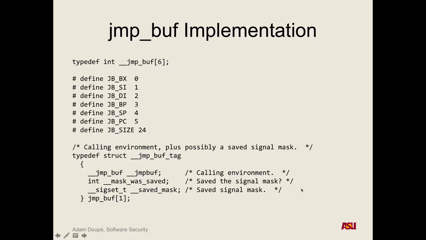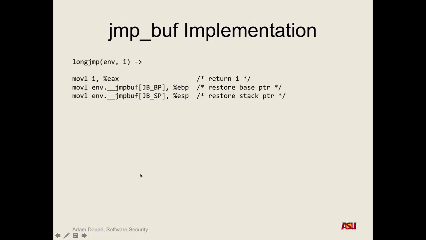So the jump buffer has a, let's see, there we go. If we look at the code of what longjmp is actually doing, it's putting the value i into EAX, right? So this makes sense. It's putting the return value into EAX, because it's as if a function call returns, so the return value needs to be in EAX.